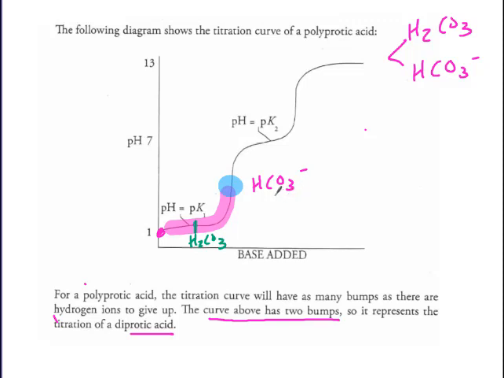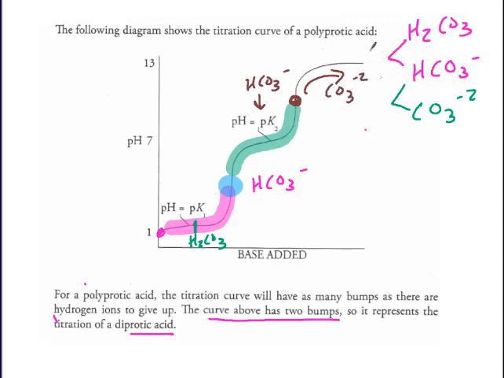Then HCO3 negative will start to lose another hydrogen to turn into CO3 negative 2. So then I have these two present throughout this whole section until I reach the second equivalence point. So this pKa2 is for HCO3 negative. And then any point after this second equivalence point, I only have CO3 negative 2 and the strong base. So my pH would be determined only by the strong base present.